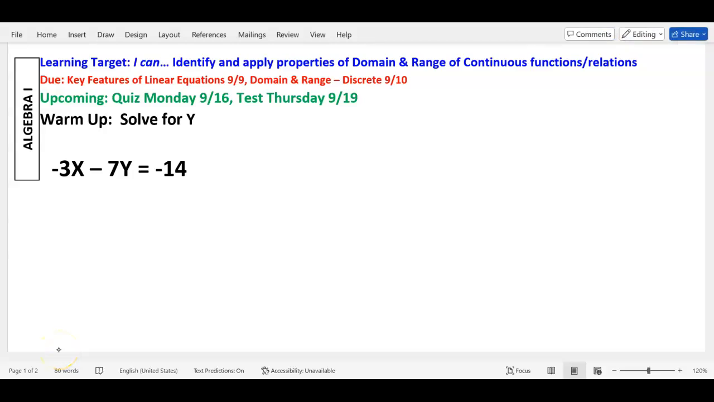All right. So we're going to have a quiz on Monday, a short little quiz over stuff we've been doing. Last 2 days we were doing discrete domain and range. Today and tomorrow we're going to be doing continuous domain and range. Okay. So again, quiz Monday, test next Thursday. That's how it's going to be.